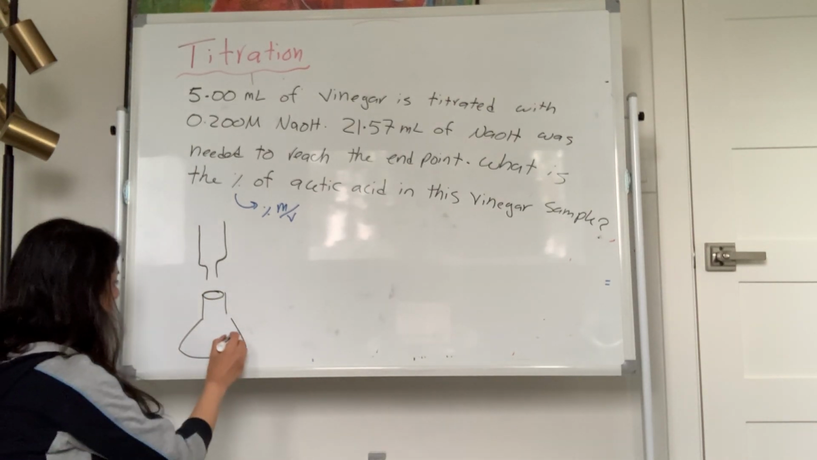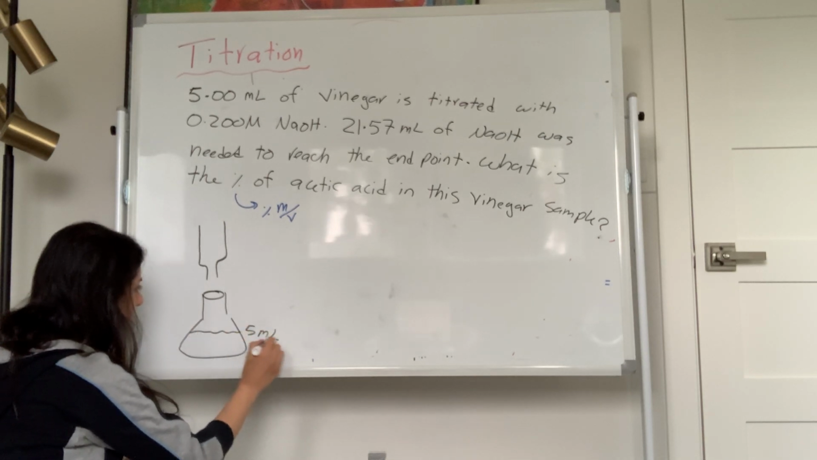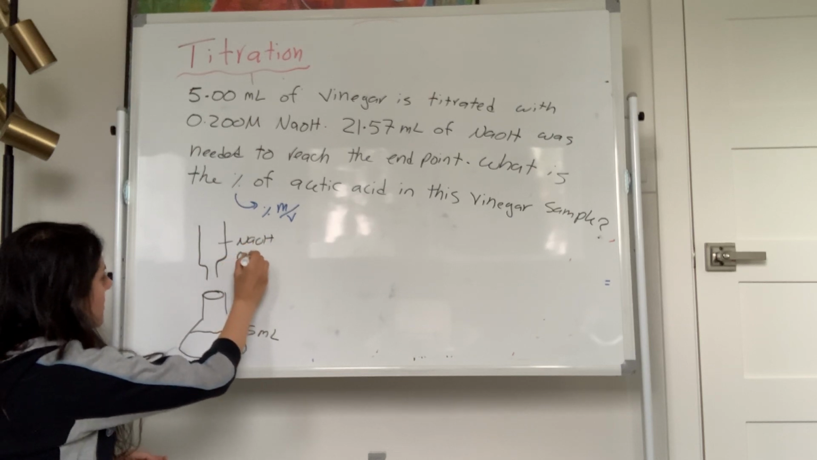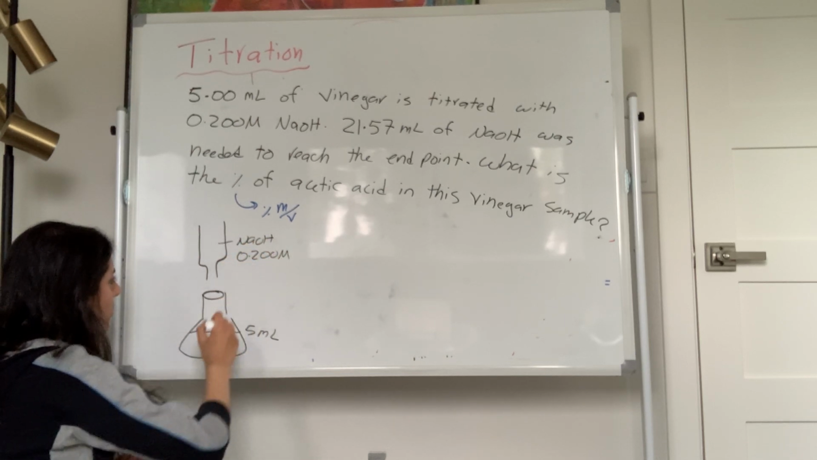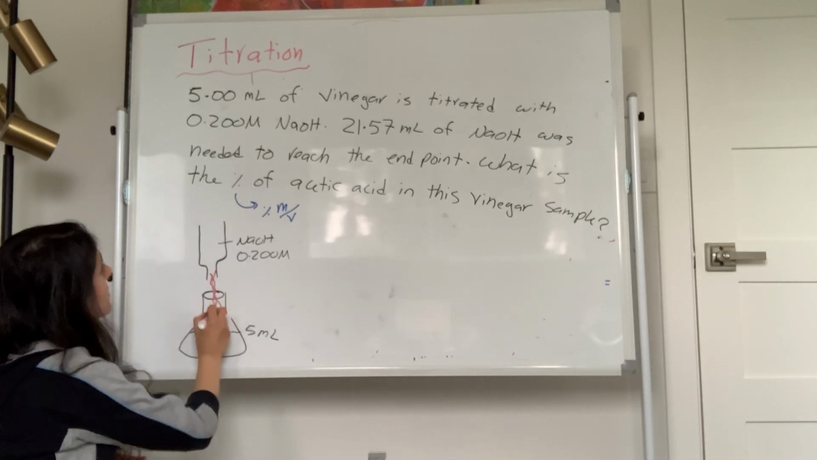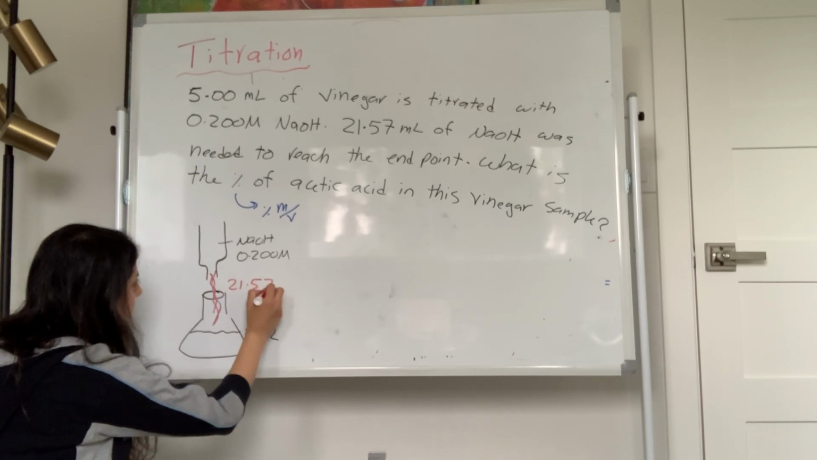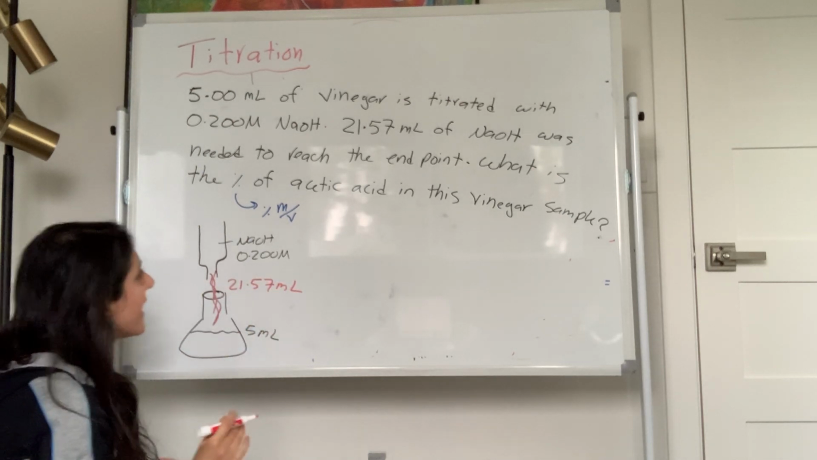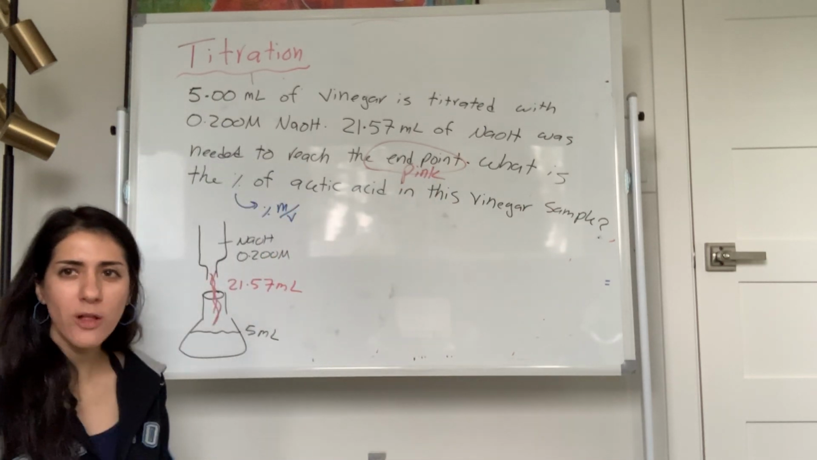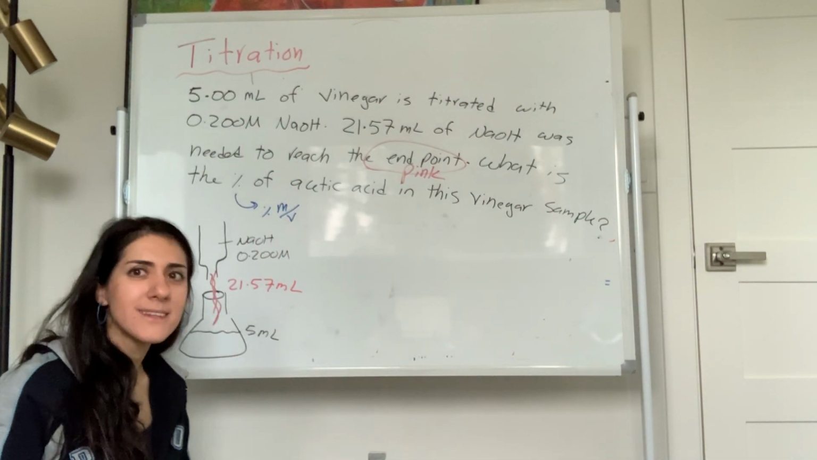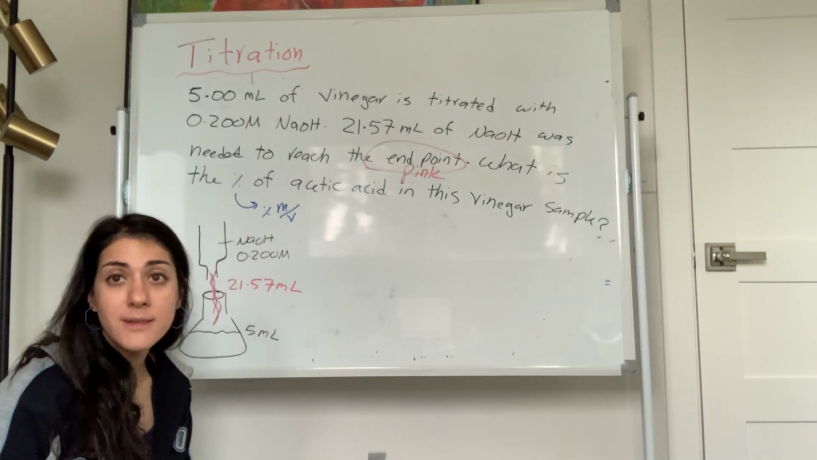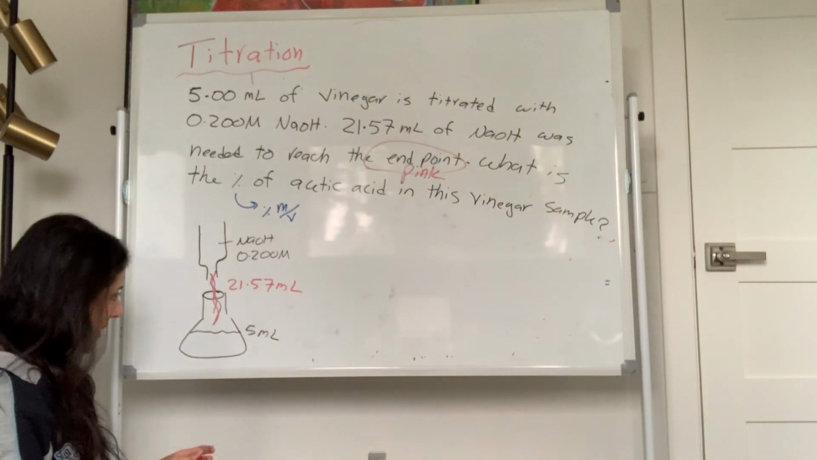What I have here, I have a 5 ml vinegar sample. What I have here, I have NaOH. This 0.200 molar is the concentration. What I'm going to add, I'm going to add 21.57 ml, and then you reach the end point. What does the end point mean? That's when it turns pink. They call it the end point, to be fancier. It sounds a little bit better than just turn pink. So you reach the end point means it turned pink. Okay.